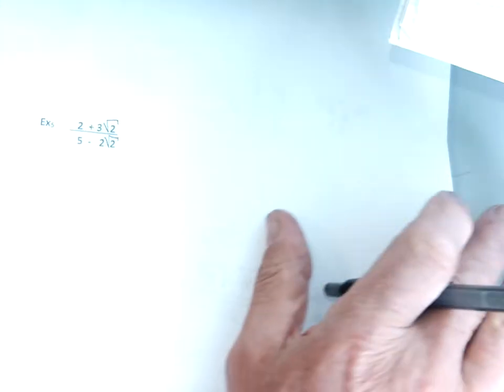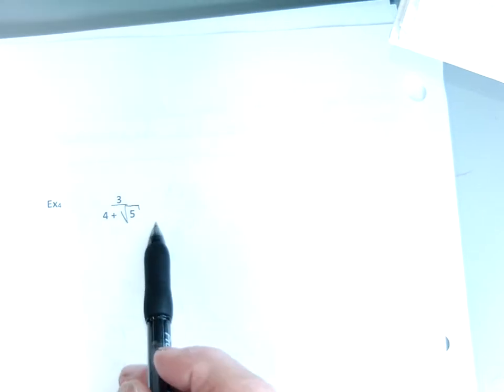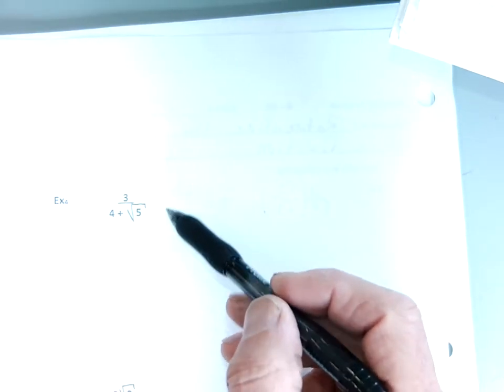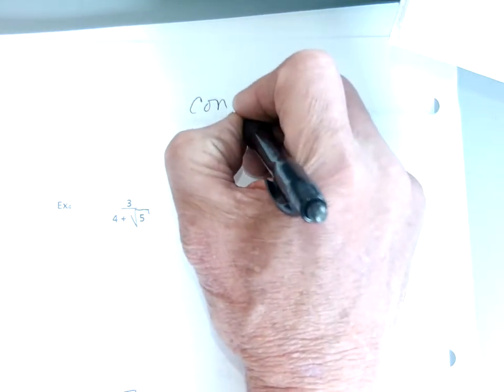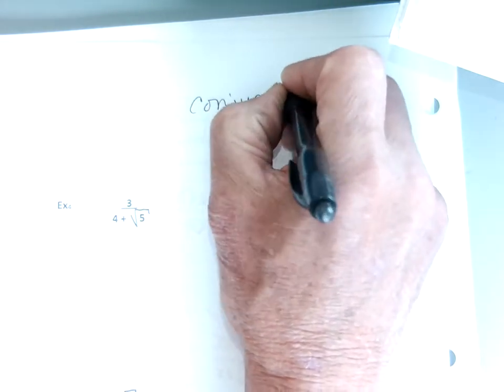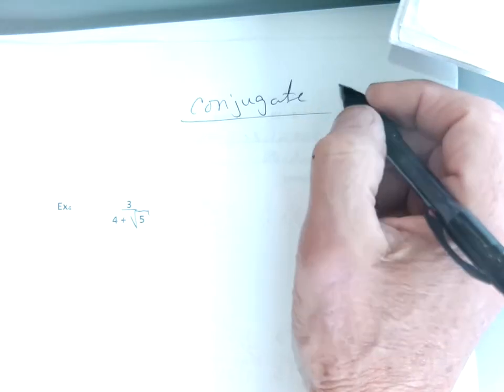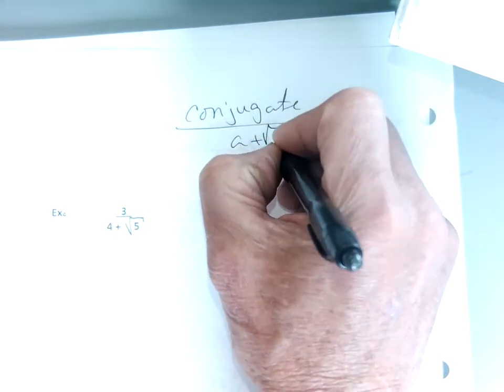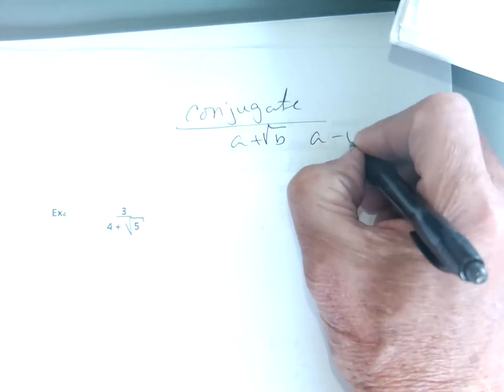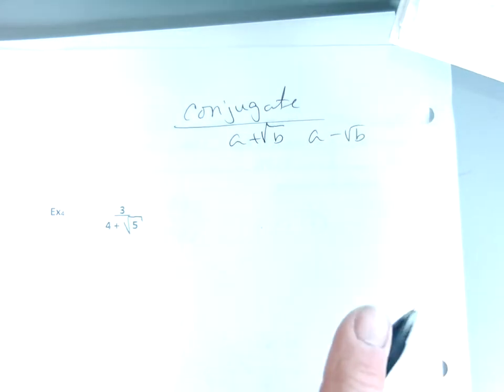Okay, now these are the weird ones. So if you see a plus or a minus, multiplying by the square root of 5 won't do it. So we're going to multiply by what we call the conjugate. The conjugate is like the opposite. A plus square root of b or a minus the square root of b. Okay, the conjugate is just the opposite.